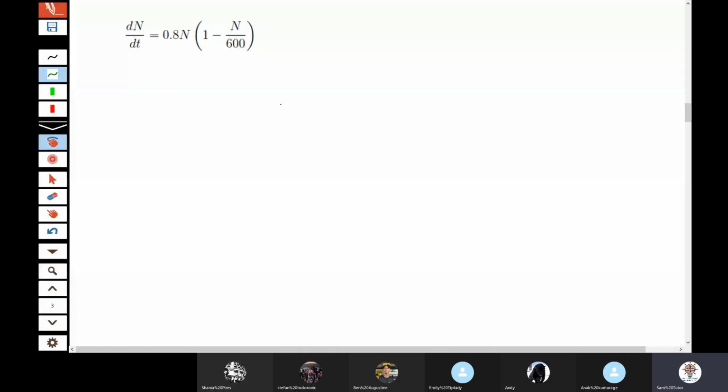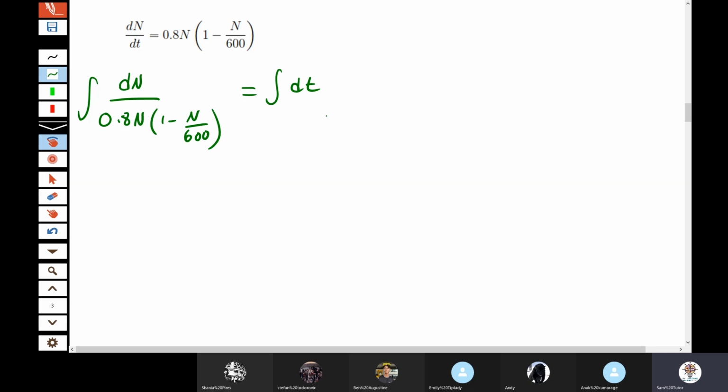Again. Okay, we're going to swap them around. That's step one. So dn on 0.8n(1 minus n over 600) equals dt. Agreed? Then we integrate. The right-hand side we have no problems with, so I'm not even going to think about that for a second.